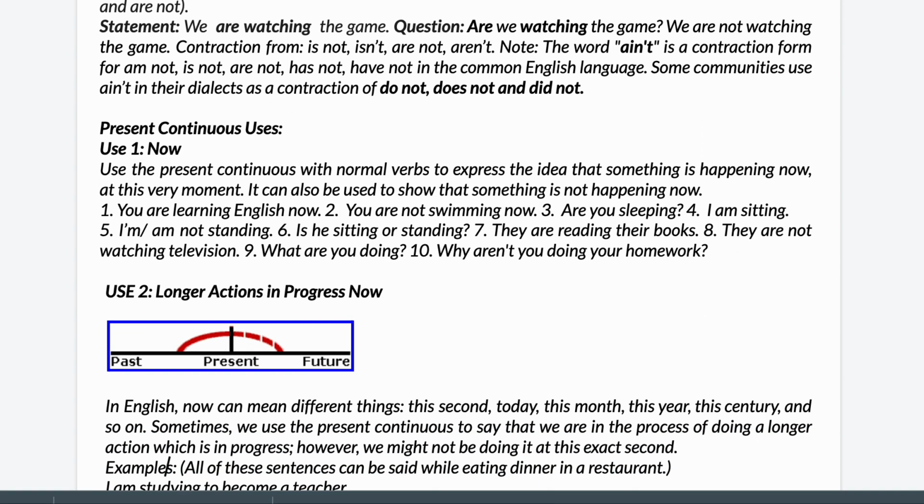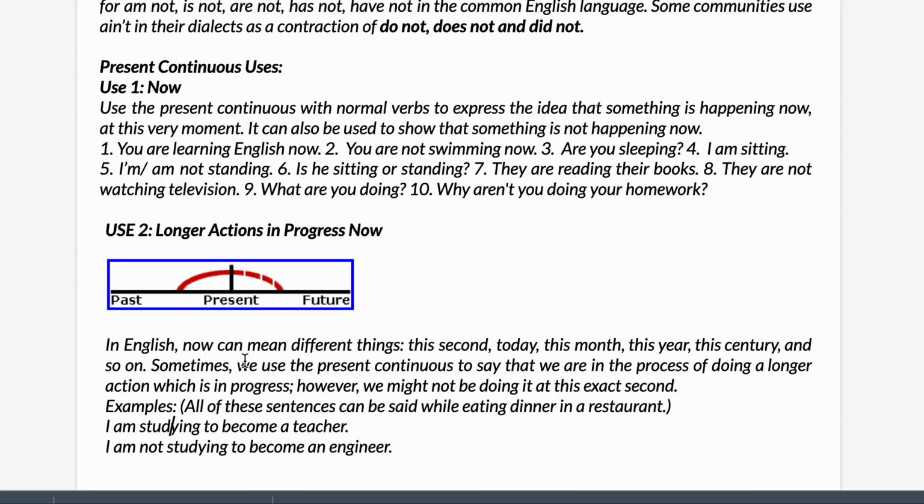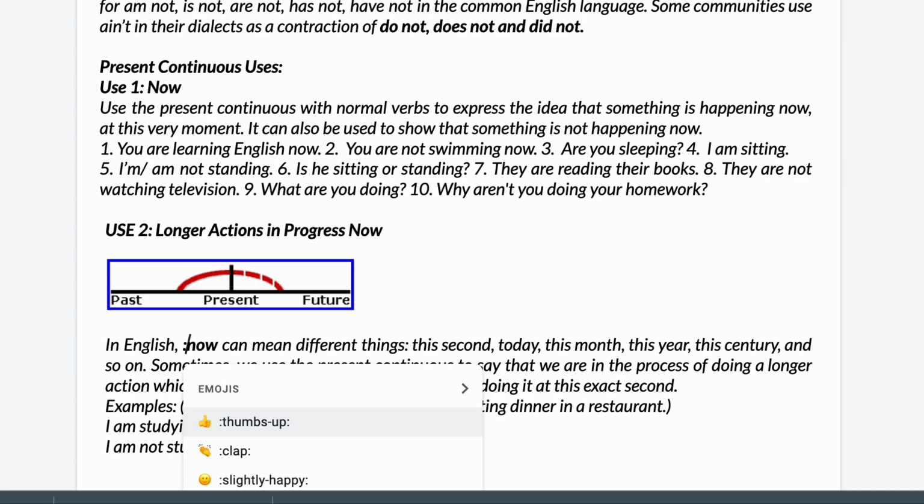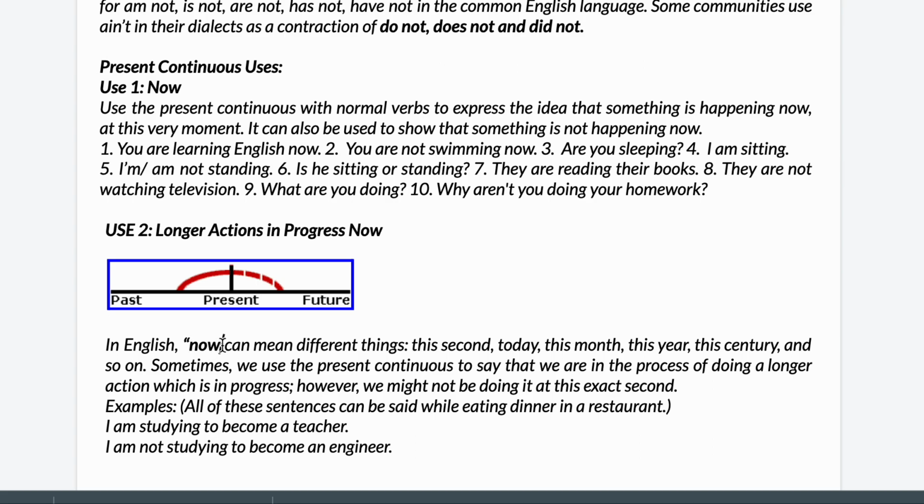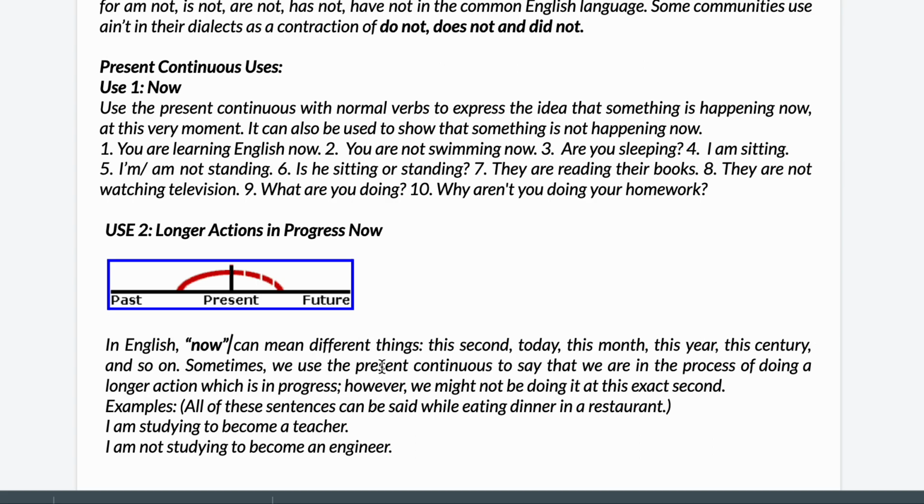Let's see what I have written here. In English, "now" can mean different things: the second, today, this month, this year, this century, and so on. What it means is that in the English language, "now" can mean different things, and we can use it differently.